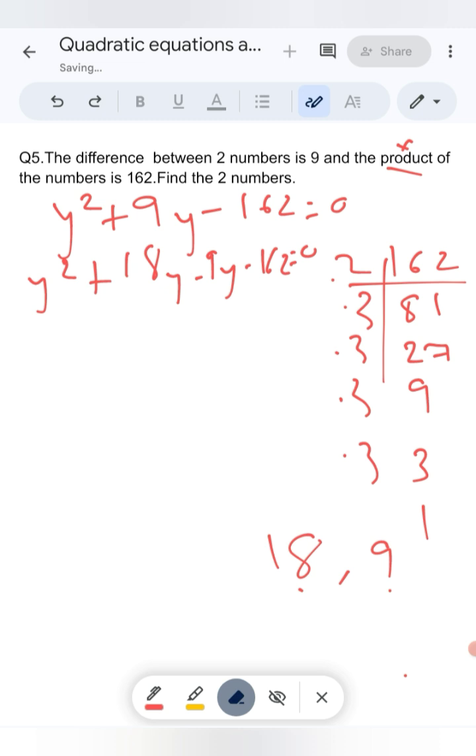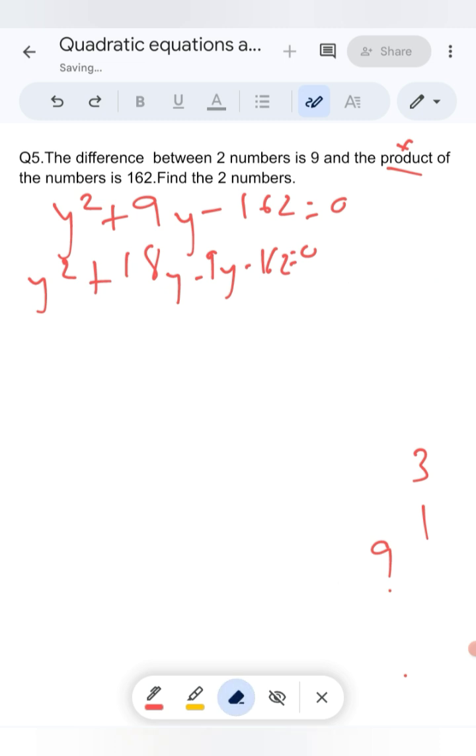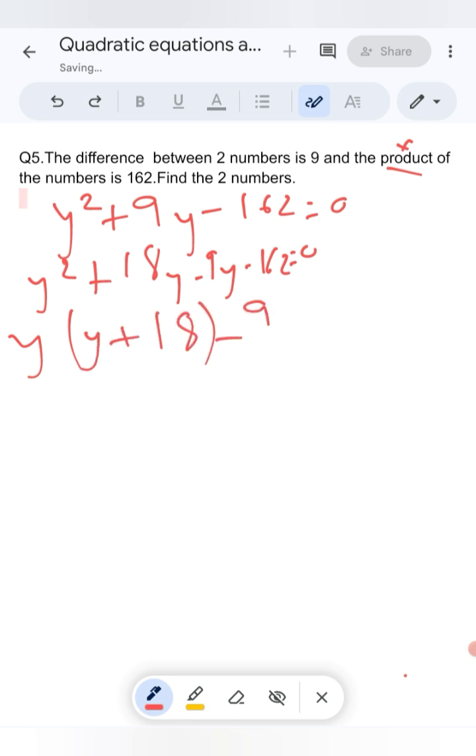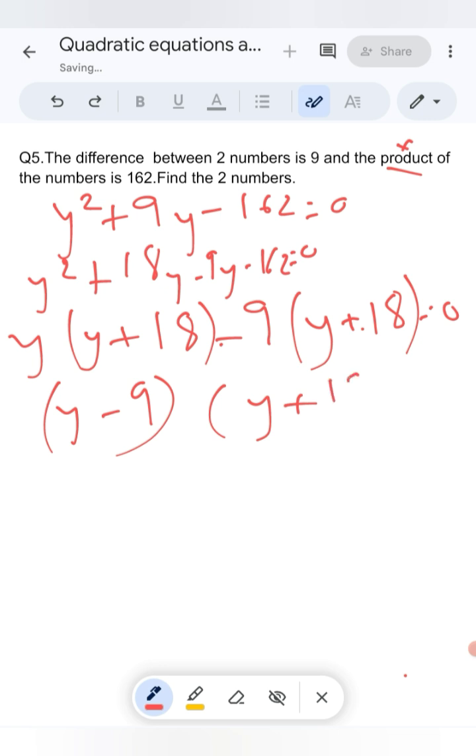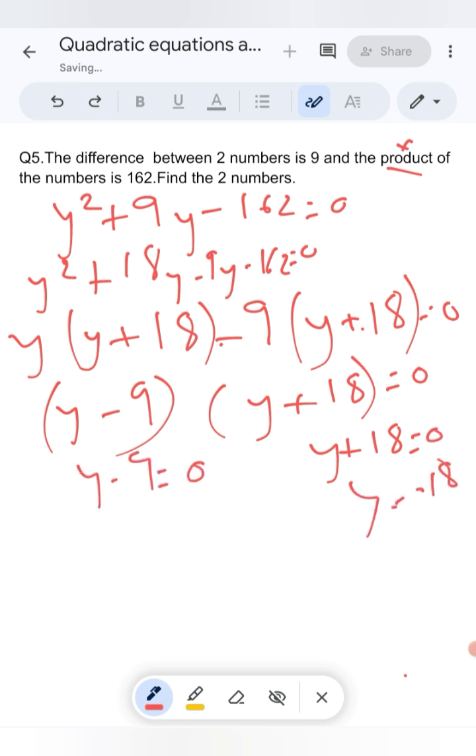Let's clean this mess up. Let's take out the common now. y into y makes a y square. So y into 18 makes an 18y, minus 9 comes here, and y minus plus makes a minus into 18 once again is equal to 0. Now y minus 9 and y plus 18 is equal to 0. So here y plus 18 is equal to 0, which makes y equal to minus 18. And here it was y minus 9 is equal to 0, so y is equal to 9.